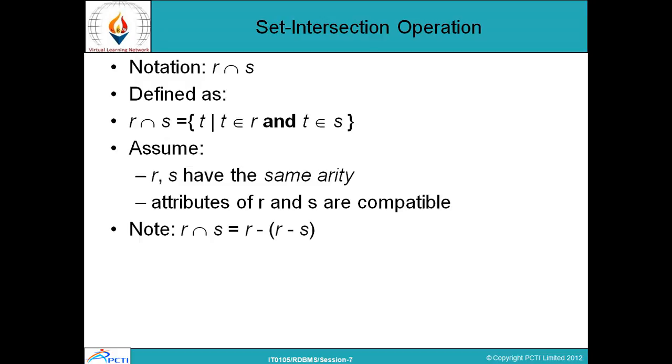Here the set intersection operation is denoted by this intersection symbol. In algebra format we can define it as: a row that belongs to relation R and a row that belongs to relation S. Assume that R and S have the same arity and the attributes of R and S are compatible. Through this we can extract the intersection of the relations.